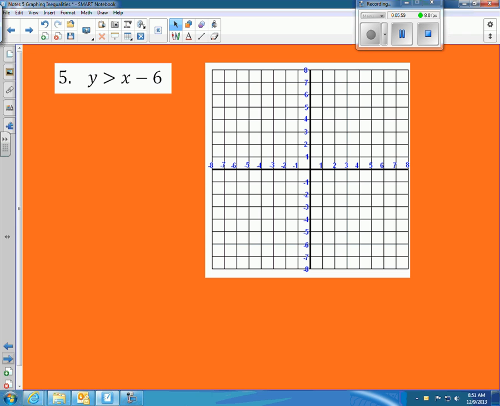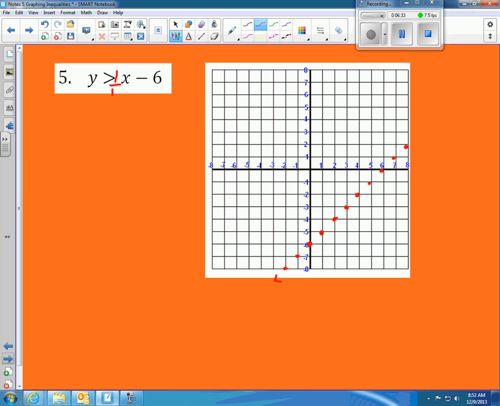Number 5, first step, we need to make sure it's in slope-intercept form. Yep, slope-intercept form. Awesome. So now we are going to graph the line. So -6 tells us we're going to go down 6 and make our point. For my slope, there's nothing there, so we're thinking I have a 1 over 1 slope. So my rise is up 1 and my run is to the right 1. So we're just going to continue those points out all the way across. Or we can be thinking this could be a -1 over -1 slope, so I could go down 1 and to the left 1, down 1 to the left 1.